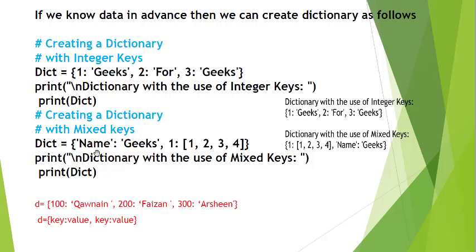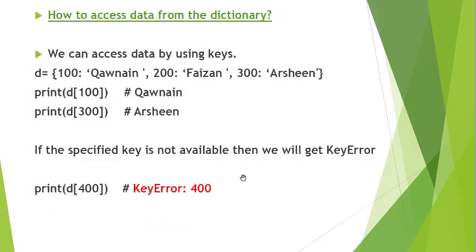Now you can have a mix of things. You can have the key as name and the value as geeks, and the key as 1 and the value as the list 1, 2, 3, 4. If you print it, it will be printed as 1 with 1, 2, 3, 4 and name with geeks. So it's a mix.